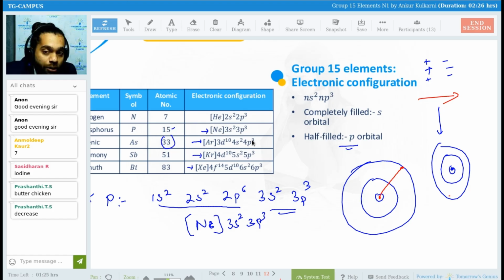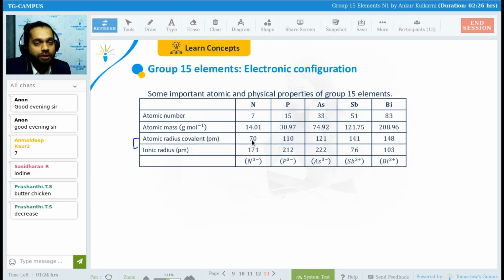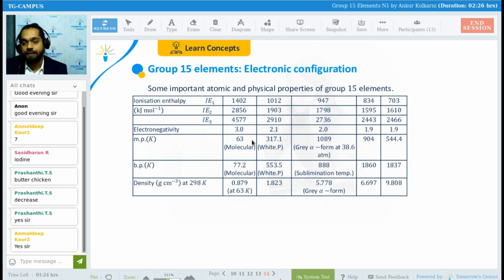But when you go down the group, you are adding the shell. Correct? You are increasing the shell. So no matter how many protons and electrons you are adding, if the shell increases, you have to take it till over here. So obviously the size will increase. Is it clear, everyone? Come on, give me yes or no. Okay, so when you go down the group, the size increases. And when you go across, left to right, the size decreases.